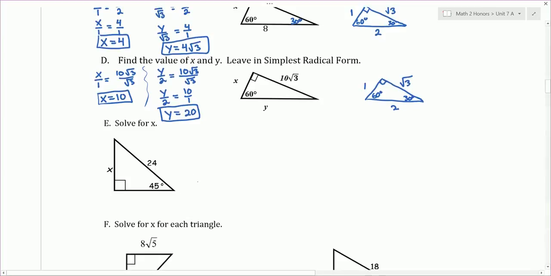For E, we have a 45, 45, 90. I'm going to draw another 45, 45, 90 that we know the side lengths of, and set up a proportion because these triangles are similar. X over square root 2 is equal to 24 over 2. Reduce. Cross multiply, and you get x is equal to 12 times the square root of 2.